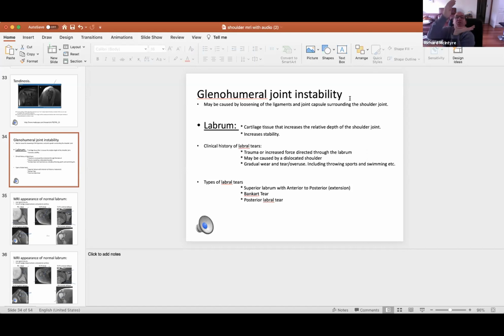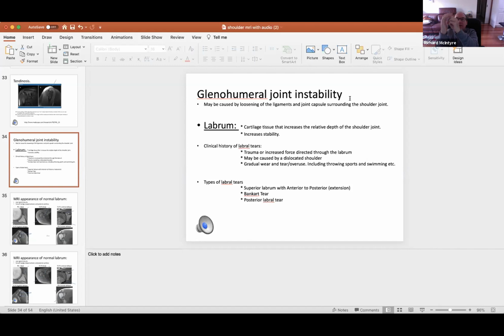So it's an extension of the glenoid cavity. So the labrum is just an extension. We've got a cavity like so, and of course the humeral head fits in that cavity. If we don't have the labrum, the humeral head can slip out of that cavity. Or if we damage the labrum, the humeral head will come out of that cavity because it's not held in place.